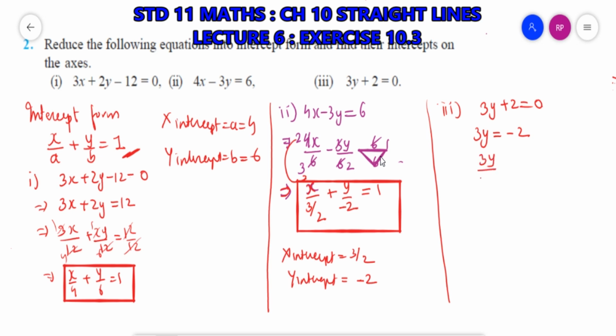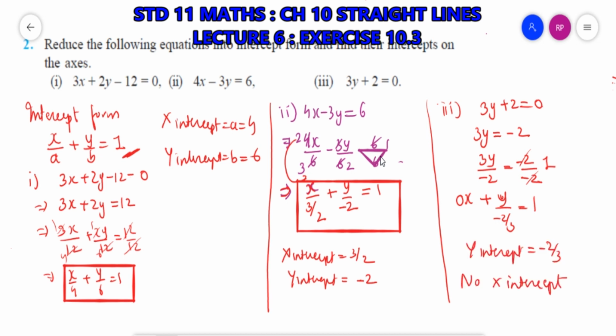So 3y by minus 2 equal to minus 2 by minus 2. So that will be equal to 1. So here I can write down 0x plus y upon minus 2 by 3 equal to 1. As 0x, because this will be a horizontal line and that will never intersect the x-axis. Clear? So this was about question number 2. Just note it down.